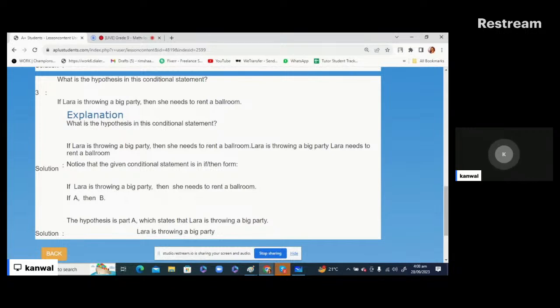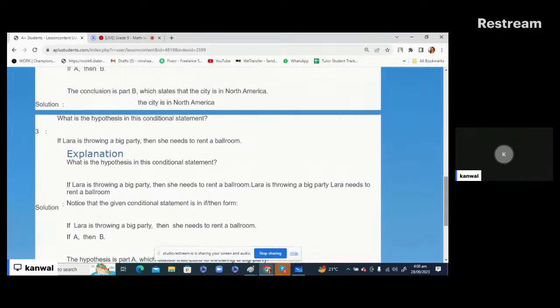It's always the first term, the A part. So what's the A part here? The A part is "if Alara is throwing a big party", so this is your hypothesis, and then "she needs to rent a ballroom" is your conclusion. So we say that Alara is throwing a big party. That's it. This is your hypothesis.